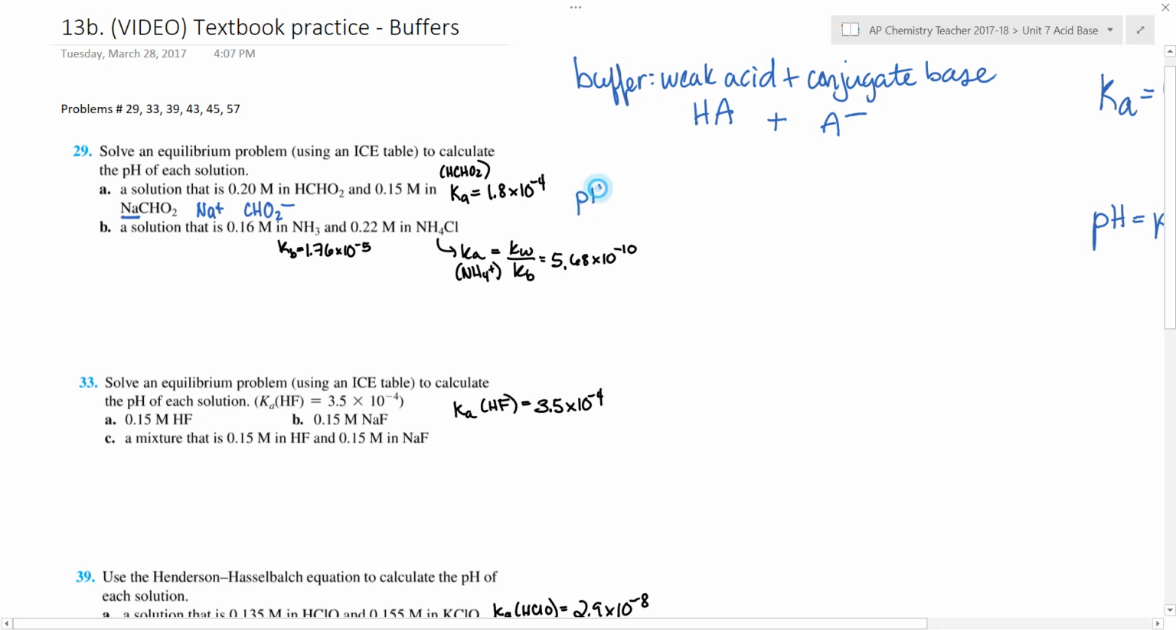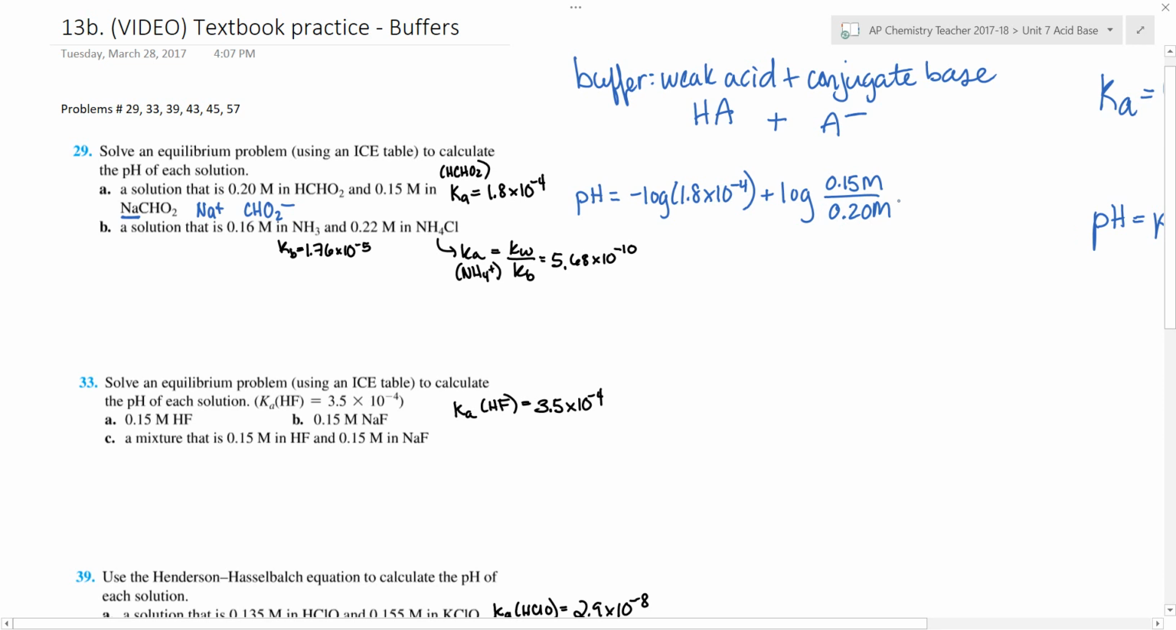So this is going to be pH equals pKa, and the pKa is the negative log of the Ka value. Make sure you're using the Ka of the acid in the pair. The acid is the one that has more hydrogens. And then you're going to add the log of your A-, that's 0.15 molar, over my HA, which is 0.2 molar. So that's all I do to find the pH there.